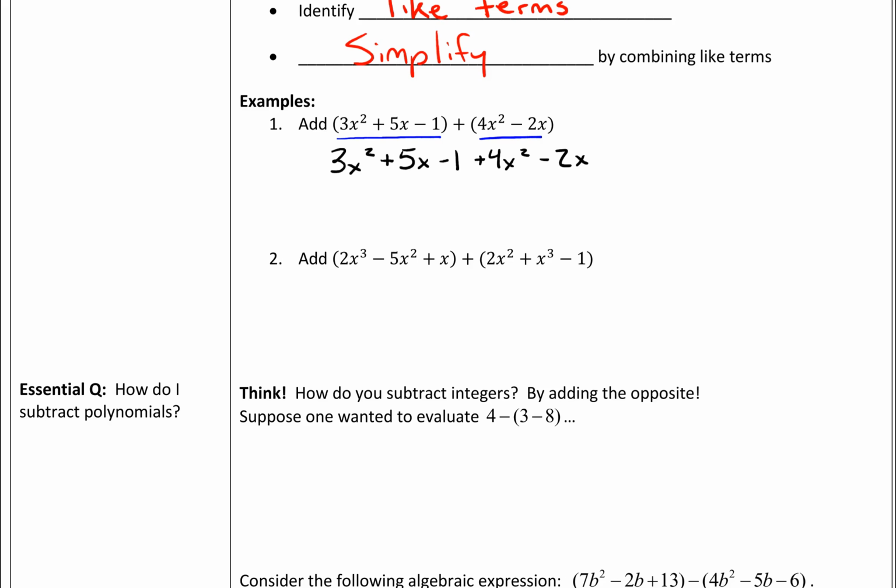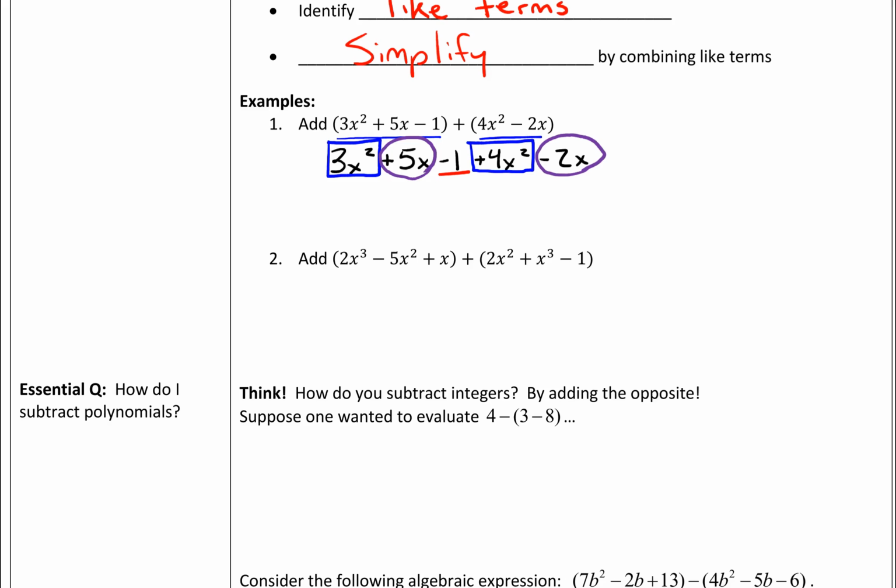So lots of people do different things when they identify their like terms. I like to do different shapes. So my x squared terms I might put in a box, and my regular x terms I might do in a circle. Notice how I'm also circling the sign that comes right before it. And then I've got this little -1 all by itself, so there's nothing we need to do with that.